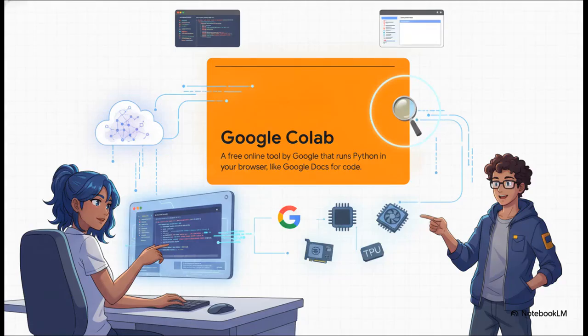The secret sauce to this new way is Google Colab, short for Google Collaboratory. It's a completely free online tool built by Google that lets you write and run Python code right inside your web browser. Think of it exactly like Google Docs, but instead of typing up a history essay, you're writing code. And because it all runs in the cloud, you don't need a fancy laptop or an expensive rig. Google provides the hardware, like CPUs and even super powerful GPUs, entirely for free.